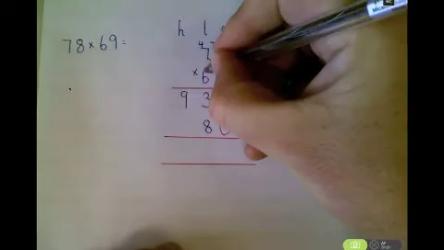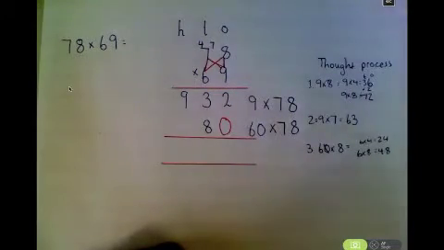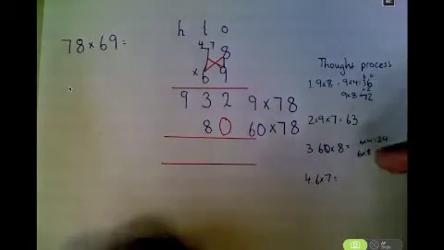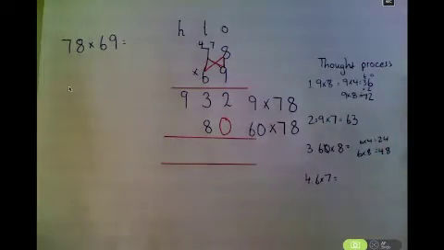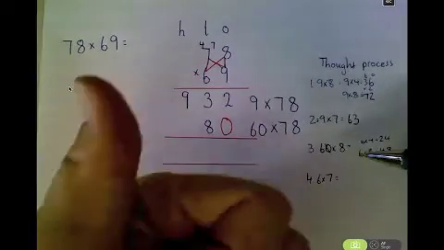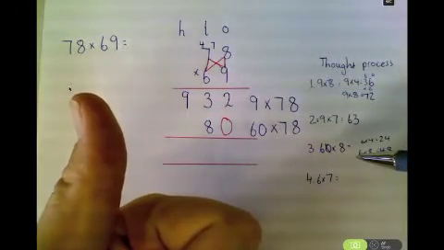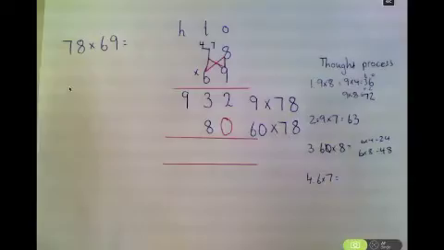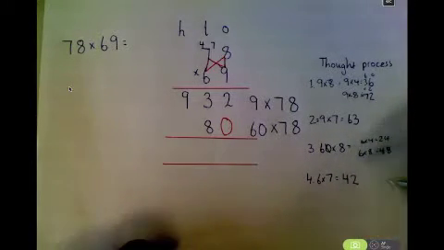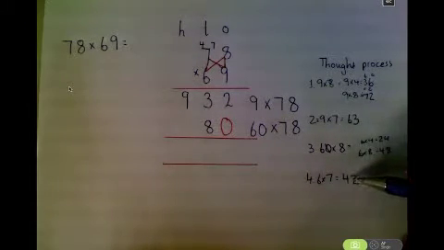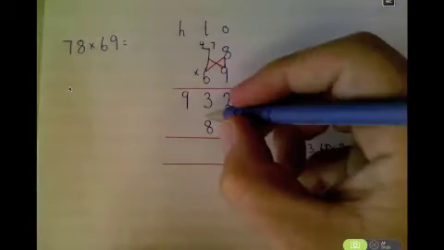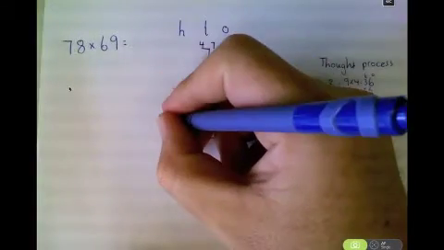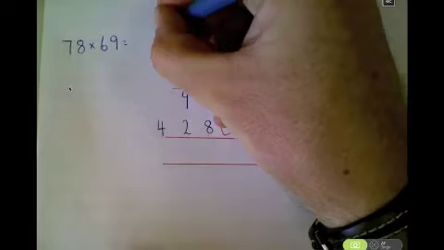Our last step to finish off the bow tie is 6 times 7. If you're not sure of your 7 times tables, you can count through them. So 7, 14, 21, 28, 35, 42. So 6 times 7 equals 42. You put the 2 in, and you carry the 4. Nothing there, so we can put it straight in here. So this is our thousands column.